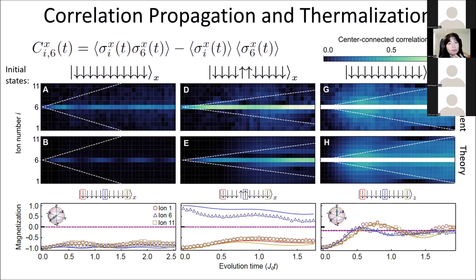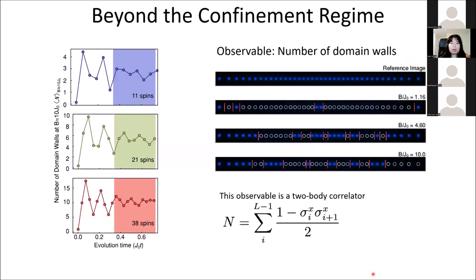The next experiment is because we are interested to know what happens beyond the confinement region. So we choose the average number of domain walls after achieving a steady state, which is shown in this graph. This graph shows the number of domain walls at a certain magnetic field. We chose a certain number of times when we see the spin achieve a steady state. This image is the state-dependent fluorescence from the chain of 38 ions with different B field. I'd like to point out that the red lines here are the experimental domain walls. In other words, this observable is a two-body correlator normalized by 1/2 to account for the number of domain walls between neighboring spins.